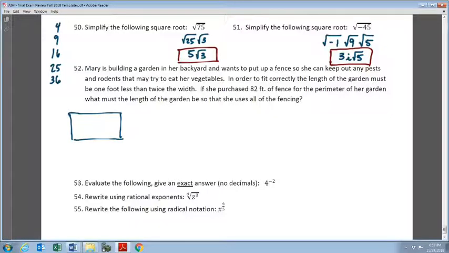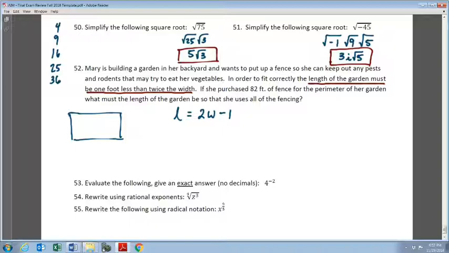Let's draw a rectangle. And it says the length of the garden must be 1 foot less than twice the width. So the length must be, or is equal to 1 less than twice the width. Well, twice the width is 2w, and we want 1 less than that, so we'll subtract off 1. So when you read that, it says the length of the garden must be 1 foot less than twice the width. That's how we would translate that.